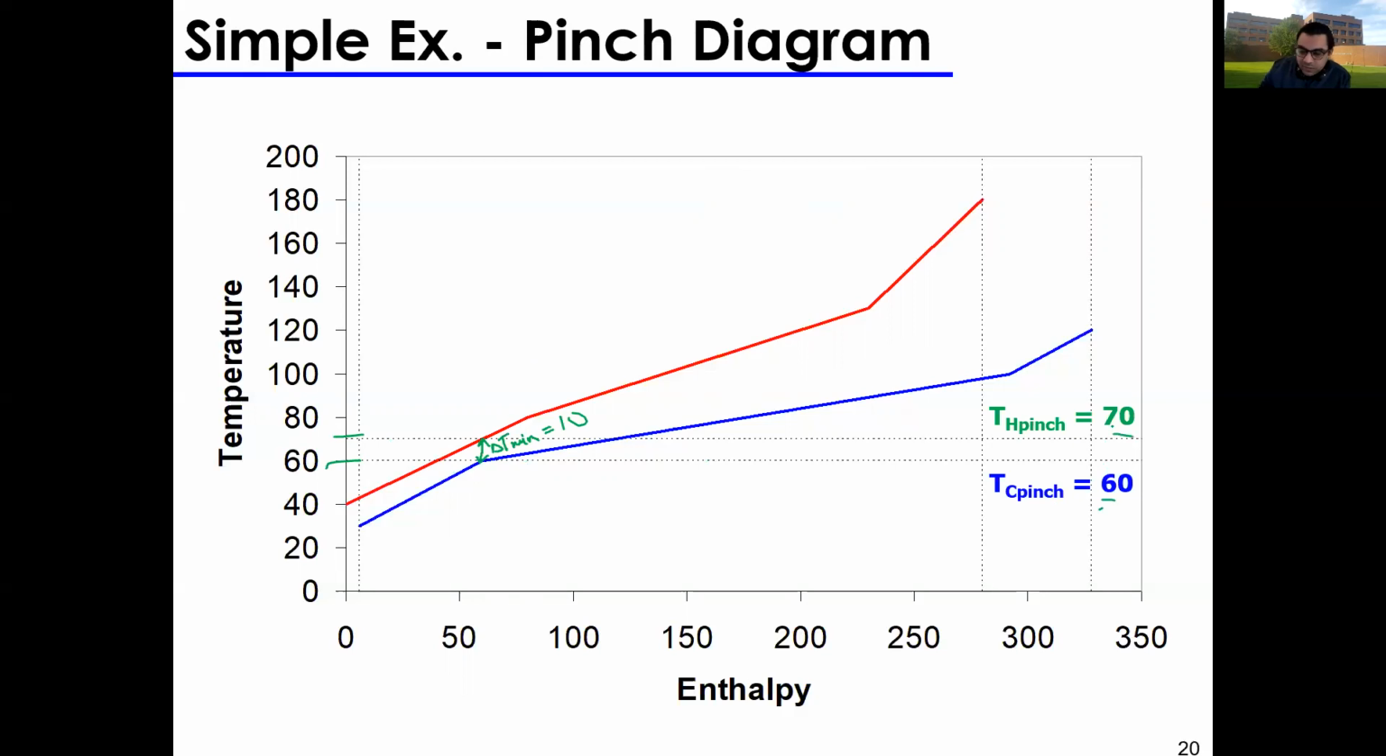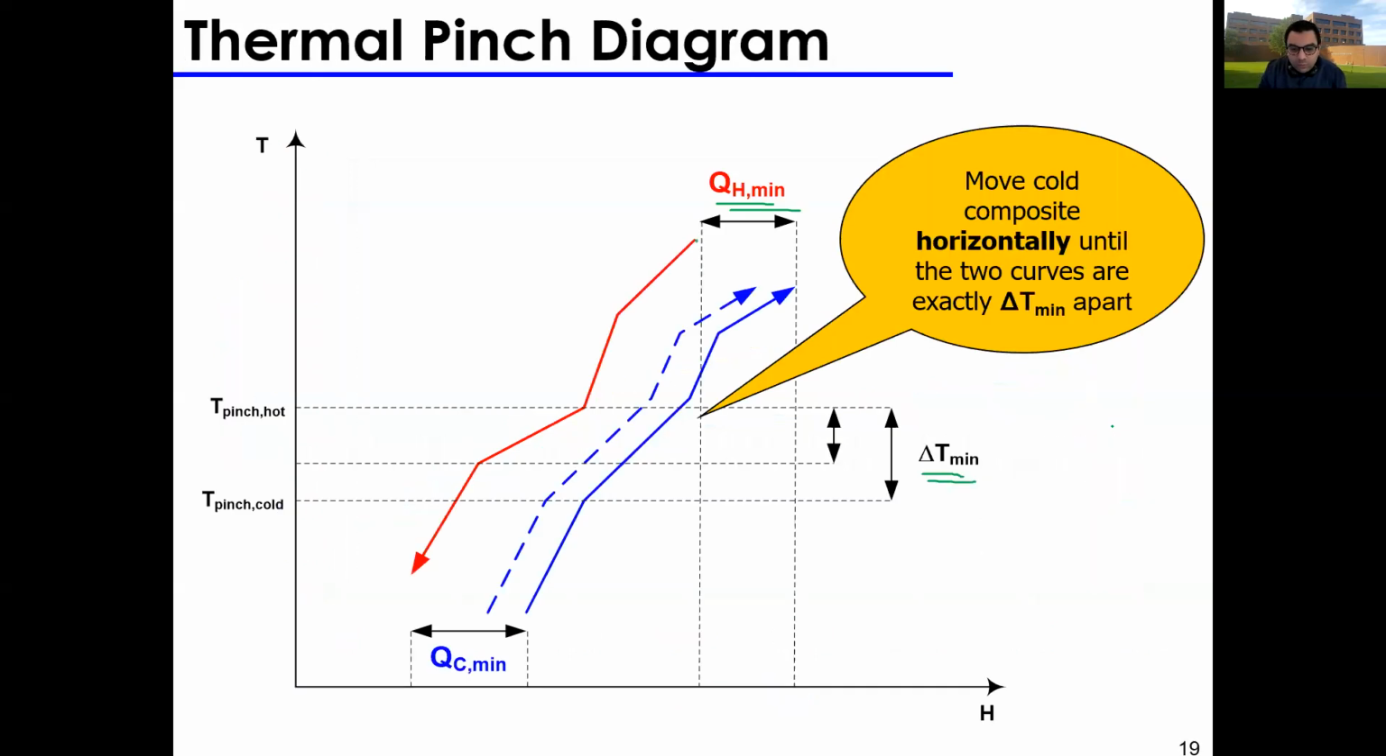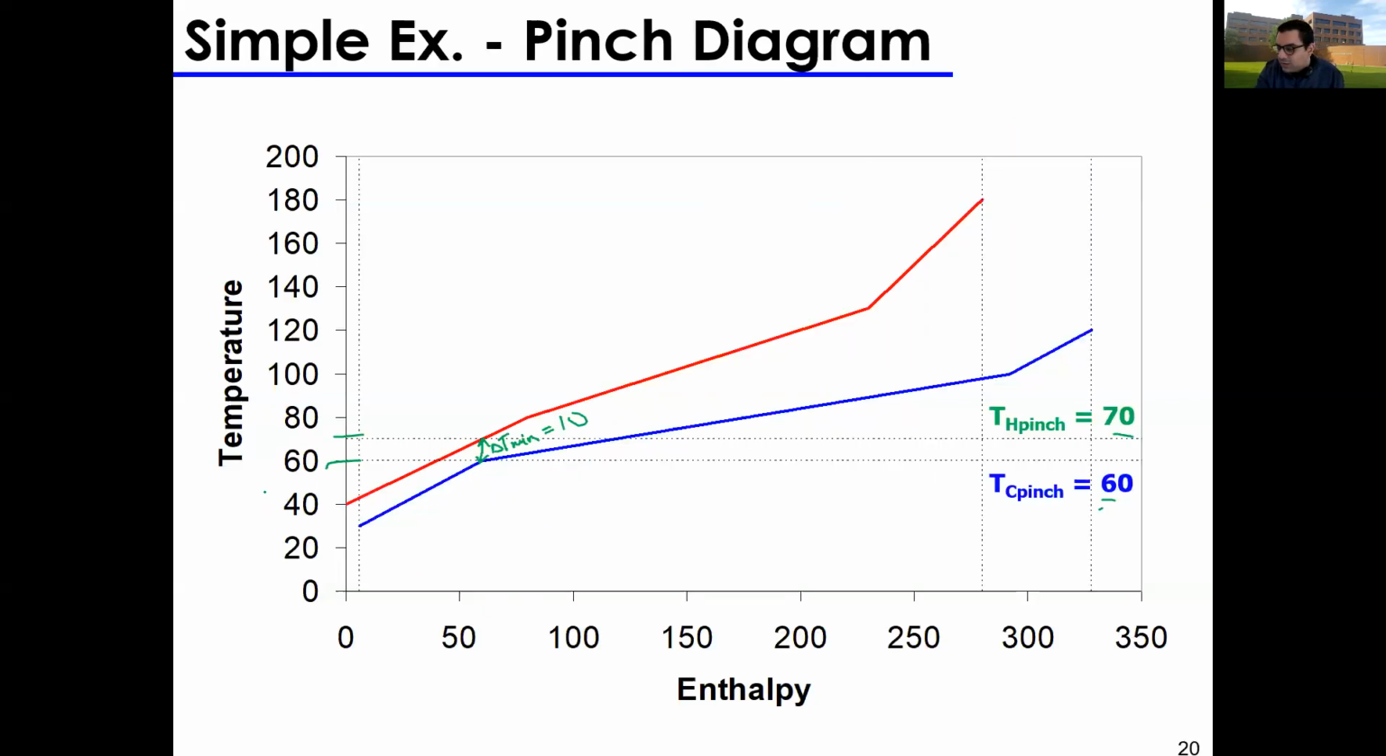And the hot pinch is basically the upper limit, cold pinch is the lower limit. So graphically, once you move them closer together, once you get to the point where you achieve delta T minimum, then this becomes your hot pinch and this becomes your cold pinch, okay? And this is what we have in this case.